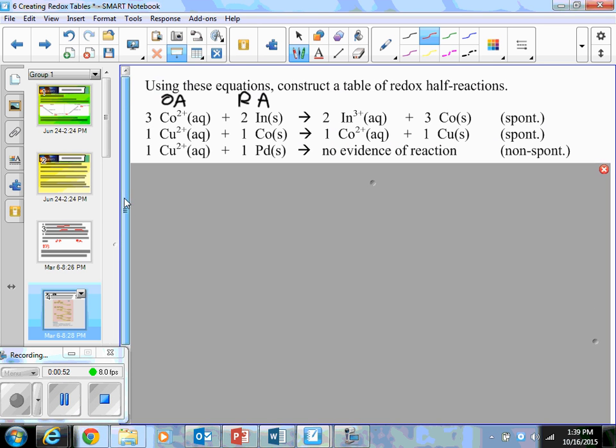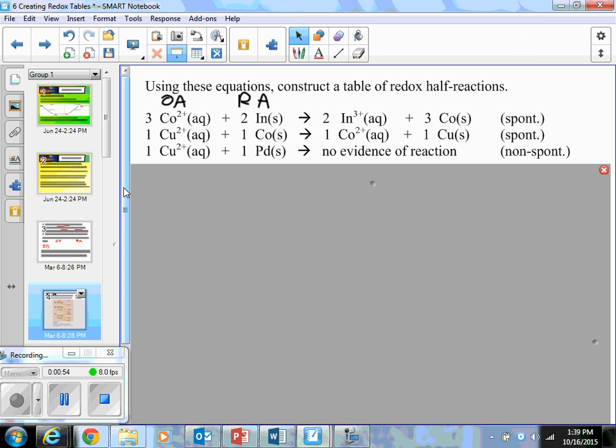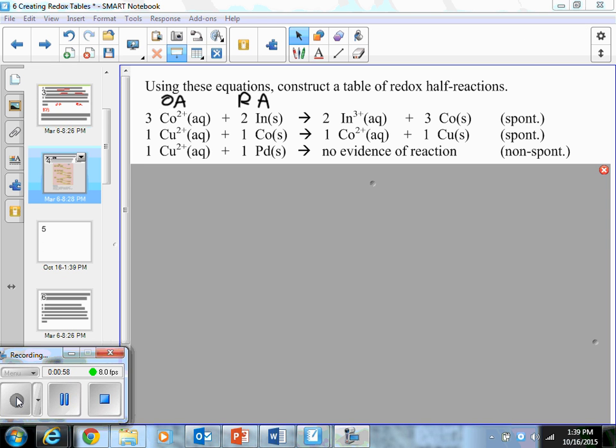So we've got, so they're showing us three equations here, and we've got a few different metals reacting. So the first step is just pick one equation. It doesn't matter, it doesn't have to be the first one, but just pick one equation and start with that. So we're just going to work with one at a time. Identify the OA and the RA.